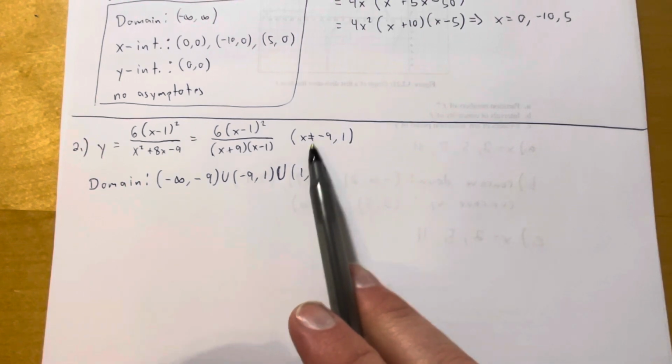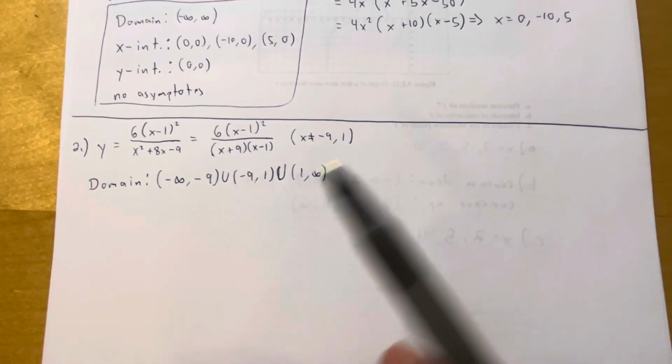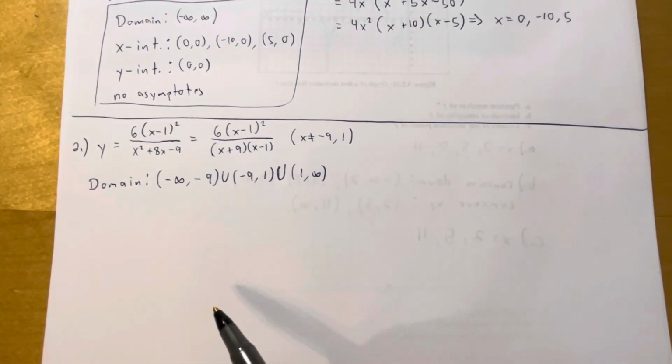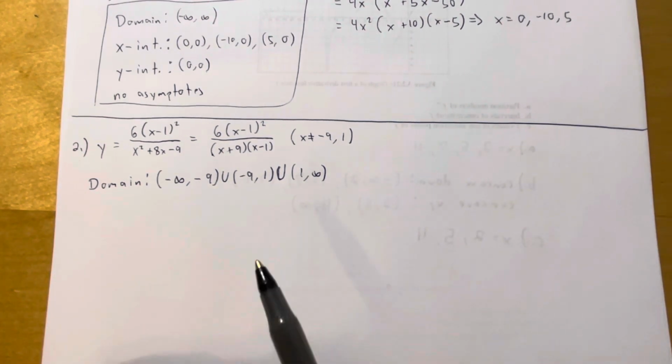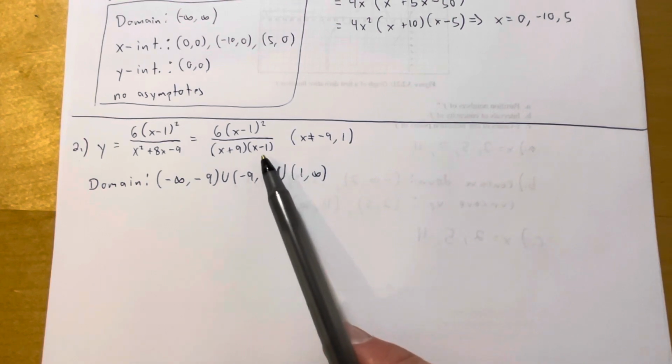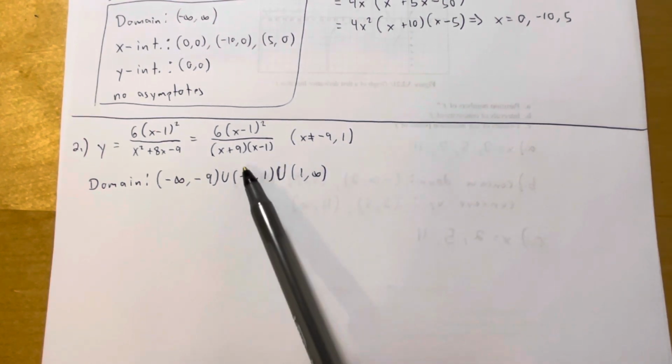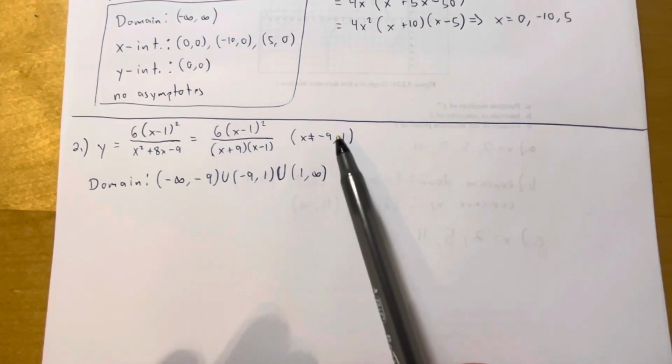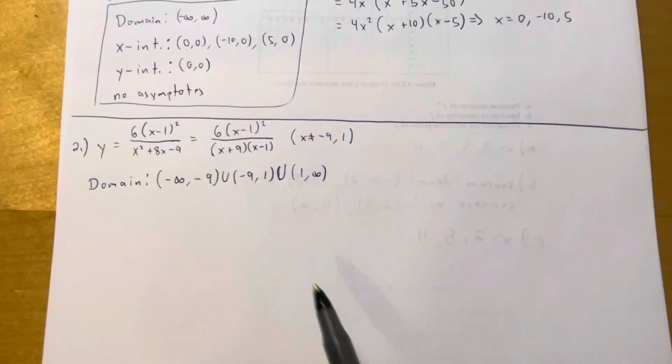Now, from these discontinuities, we can get vertical asymptotes. So I'm going to do the asymptotes next. Instead of the x and y intercepts, we'll do those last. But it's not just an automatic, right? It's not just automatically that I have vertical asymptotes in both of these locations.